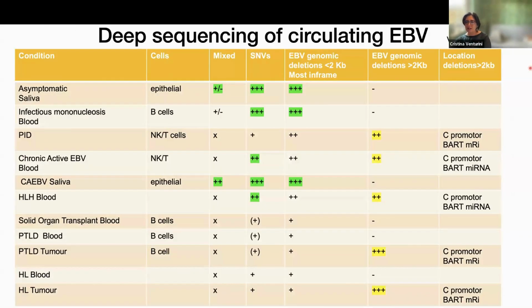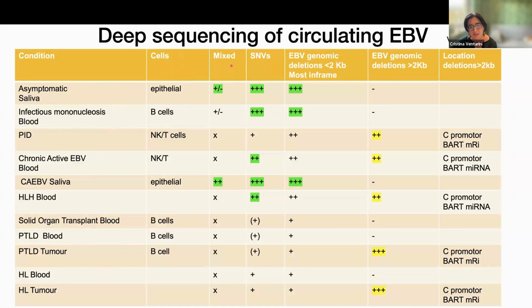For the first part of the study that we published in 2021, we mostly analyzed samples from saliva, from infectious mononucleosis, and a few other conditions. And these all affect different cells. So of course, we have involvement of epithelial cells, of B cells, of NK and T cells.